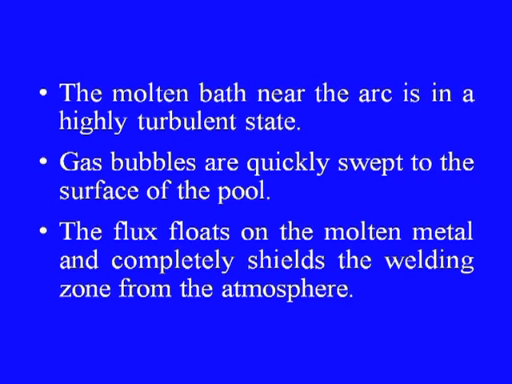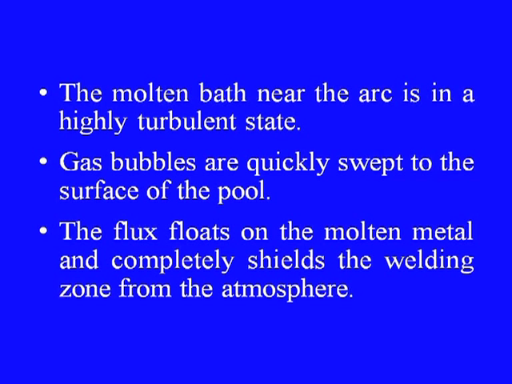Additional flux is continually fed in front of and around the electrode, and it is continually distributed over the joint through the hopper. Heat evolved by the electric arc progressively melts some of the flux, the end of the wire and the adjacent edges of the base metal, which creates a pool of molten metal beneath a layer of liquid slag. The molten part near the arc is in a highly turbulent state. Gas bubbles are quickly swept to the surface of the pool.